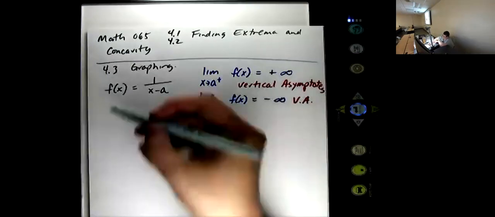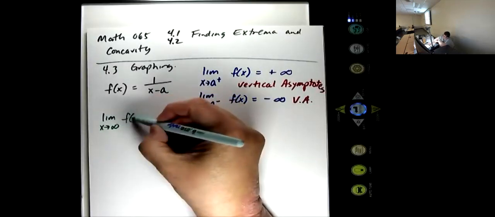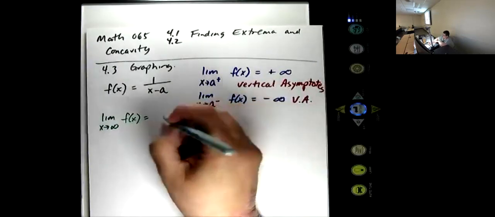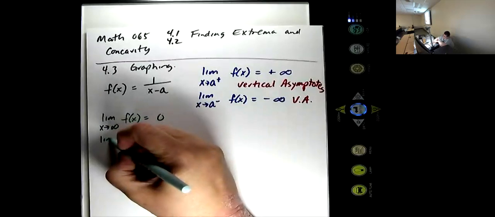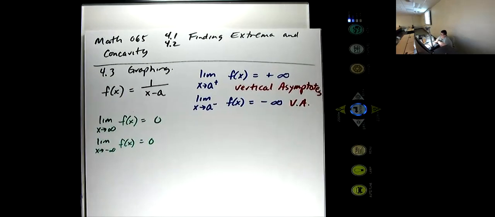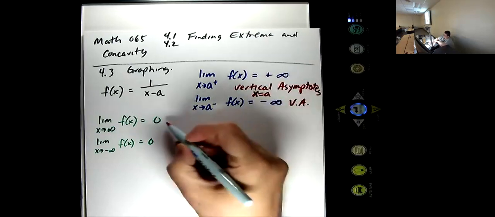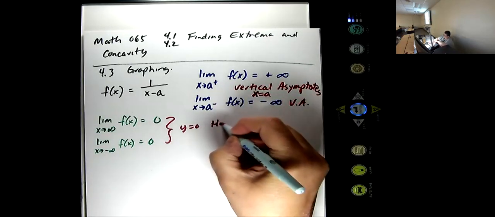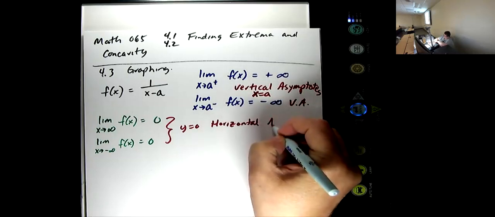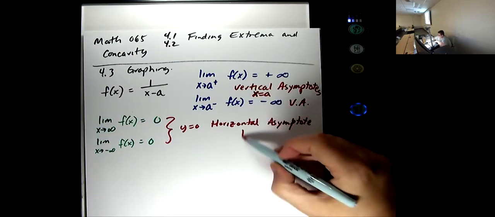Then, if we send x to infinity in f of x, we get 0. And the same thing happens if we send it to negative infinity. So while here I didn't make this clear, x equals a is a vertical asymptote. Here, y equals 0 is a horizontal asymptote. HA.